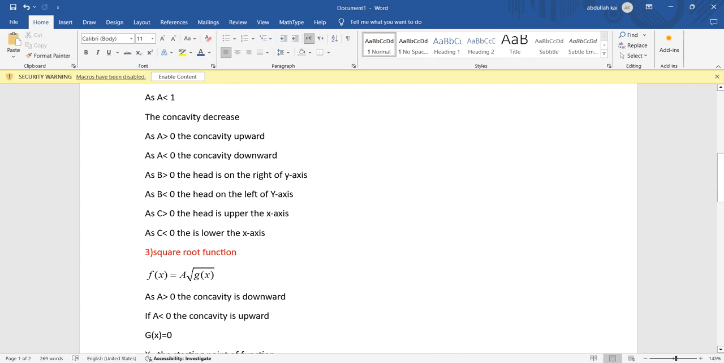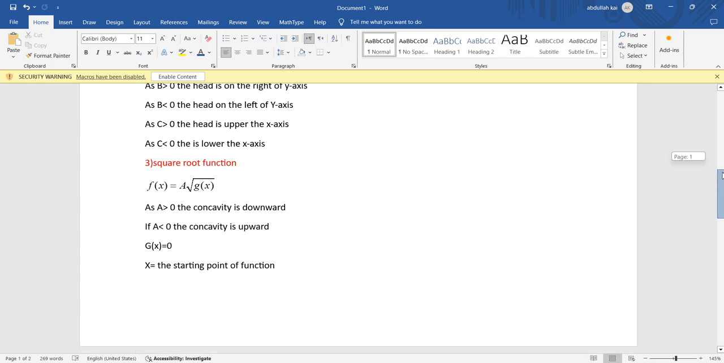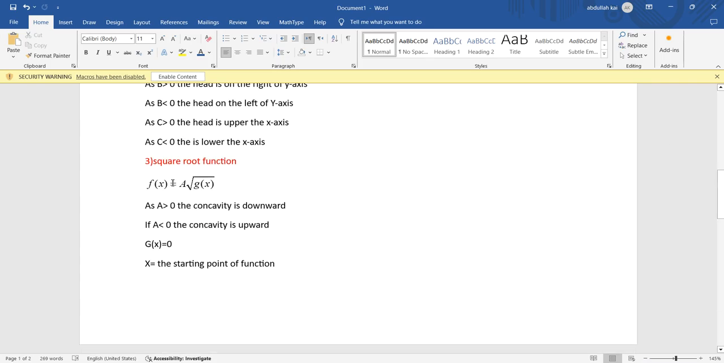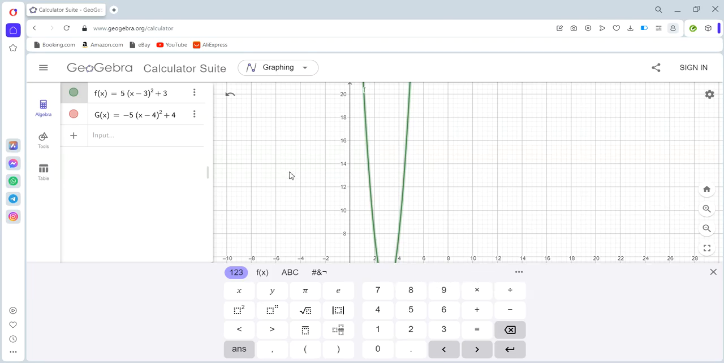Let's get back to the third topic I will discuss today, the square root function. Square root a. As a is larger than 0, it means positive, so the concavity is downward. If a is smaller than 0, the concavity is upward. We should make g of x equal 0 to find the x. X is the starting point of the function. Let's find this out by GeoGebra.